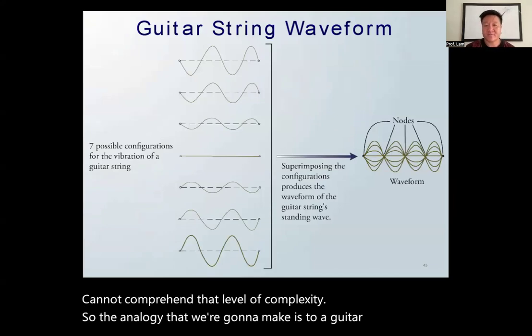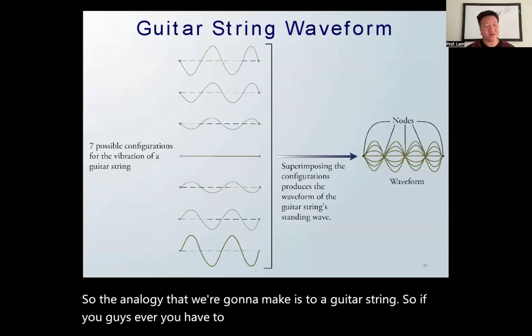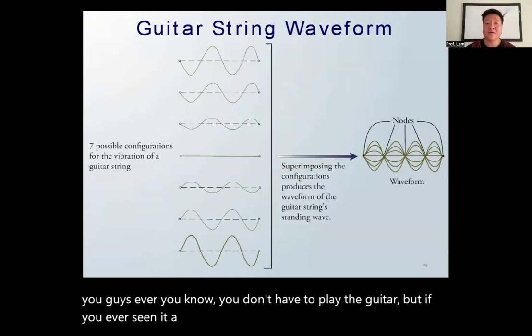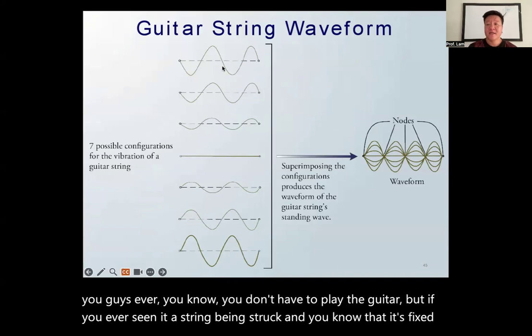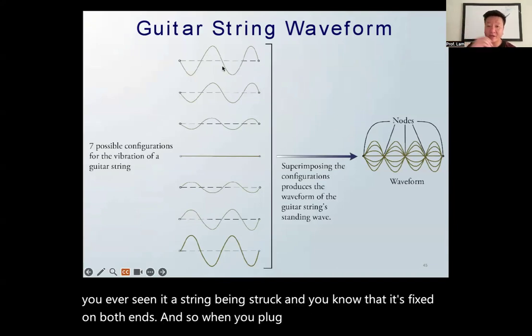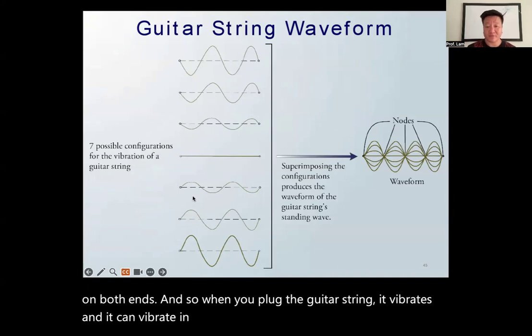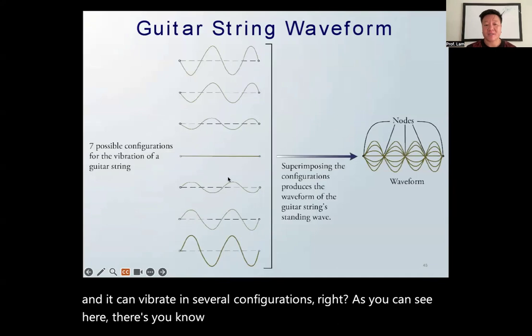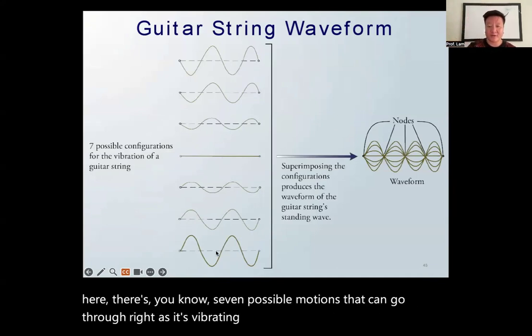You don't have to play the guitar, but if you've ever seen a string being struck, you know that it's fixed on both ends. So when you pluck the guitar string, it vibrates. And it can vibrate in several configurations, right? As you can see here, there are 7 possible motions that it can go through, as it's vibrating up and all the way down.